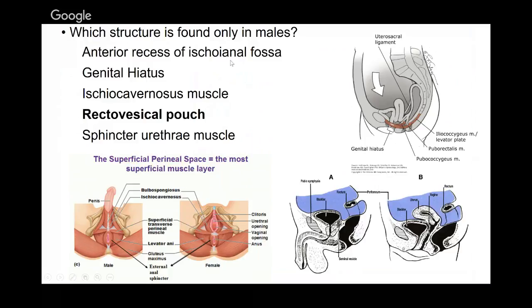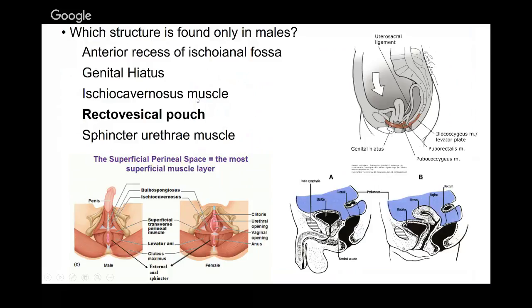The ischioanal fossa, it's ischial and anal, so it's related to the anus. It's nothing to do with difference in gender. The genital hiatus is the thing that you only have in females. That's a spacious area between the urethra and the entrance, the vagina. So it's only in females.